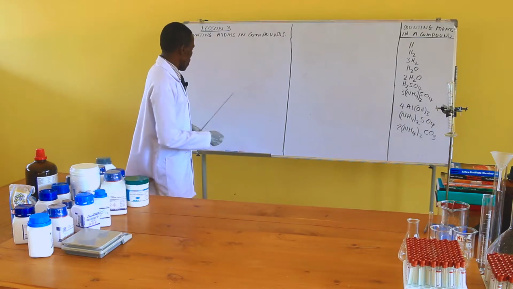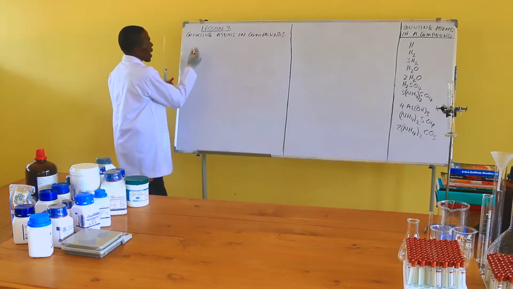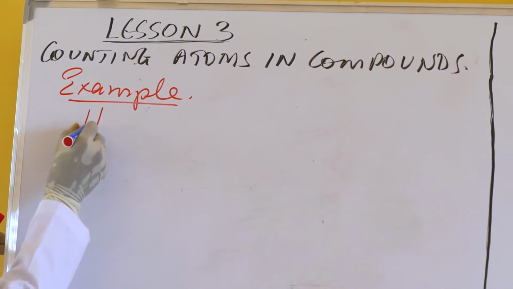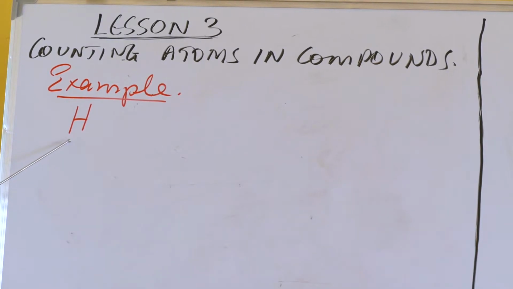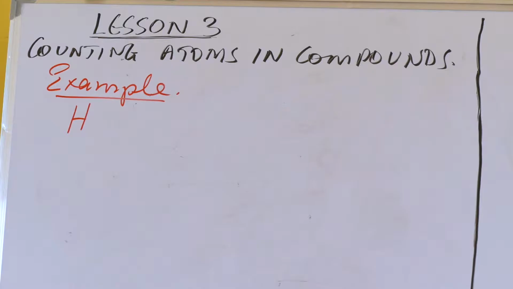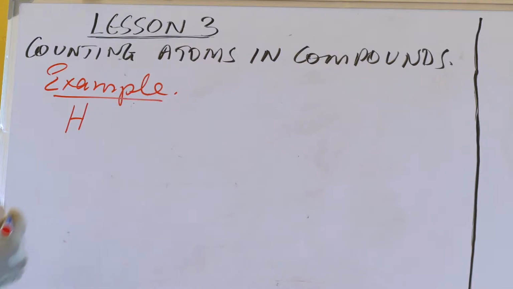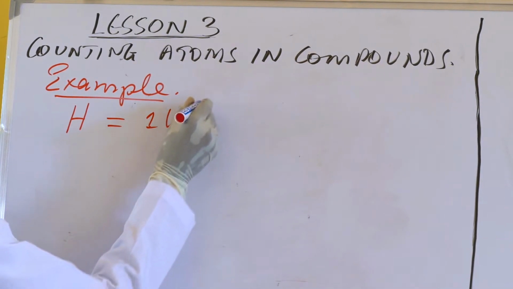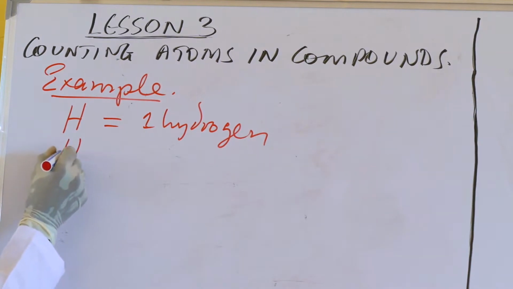To start with, I begin with the simple one, hydrogen. When I write H like this, it is termed a hydrogen atom. When it stands alone like this, it means one atom of hydrogen. So this one is one hydrogen. But if it is written like H2, then this one is a hydrogen molecule.